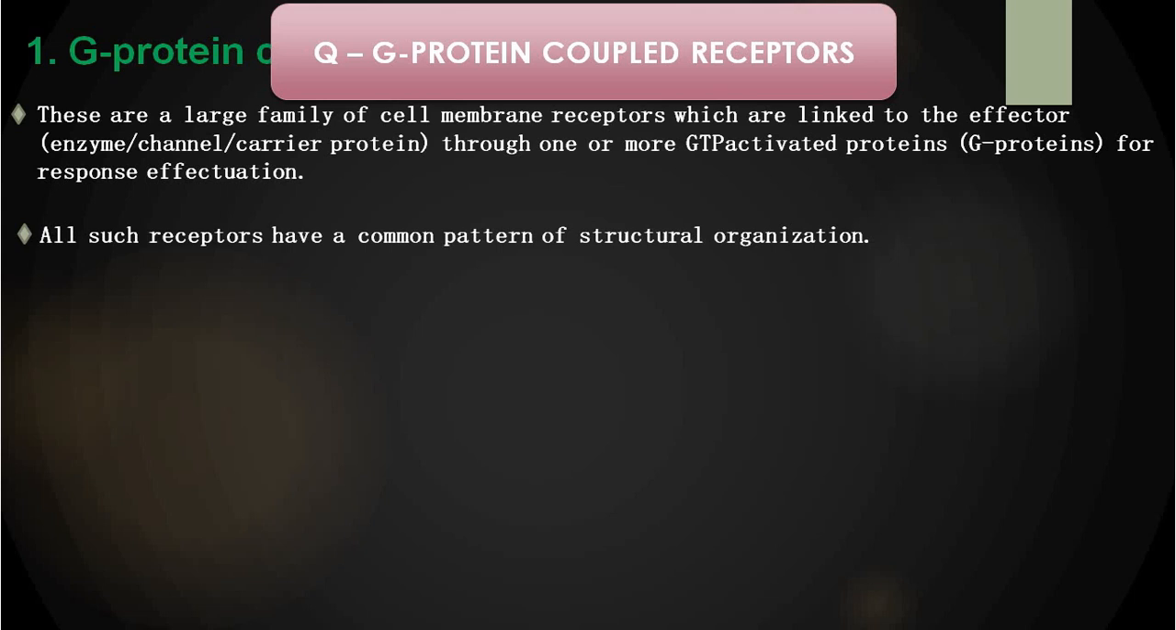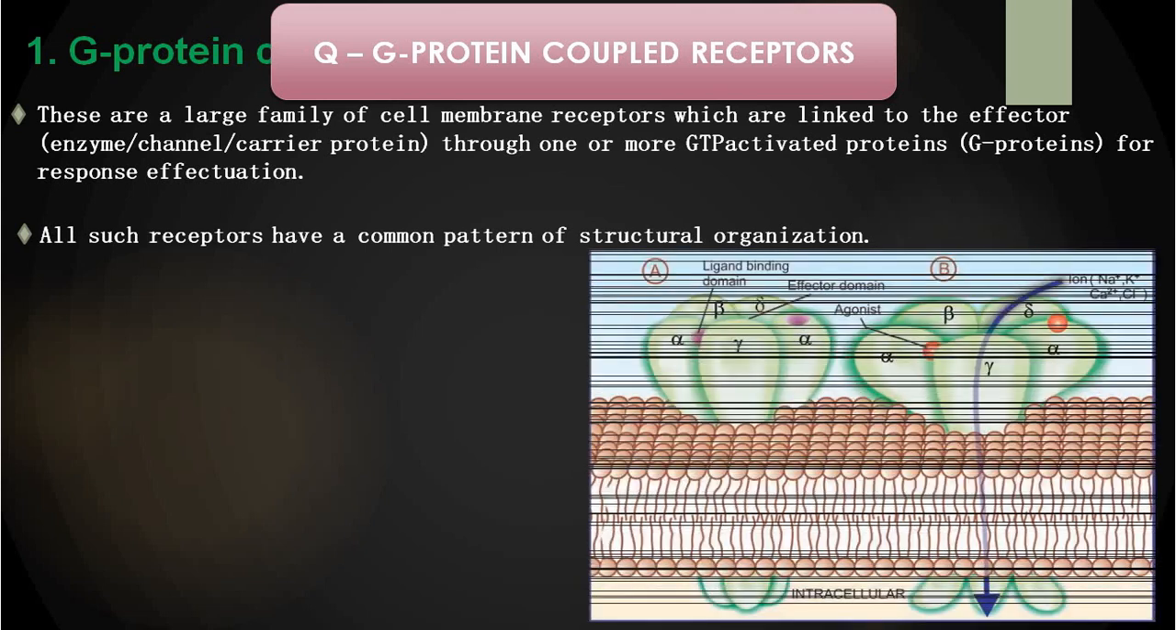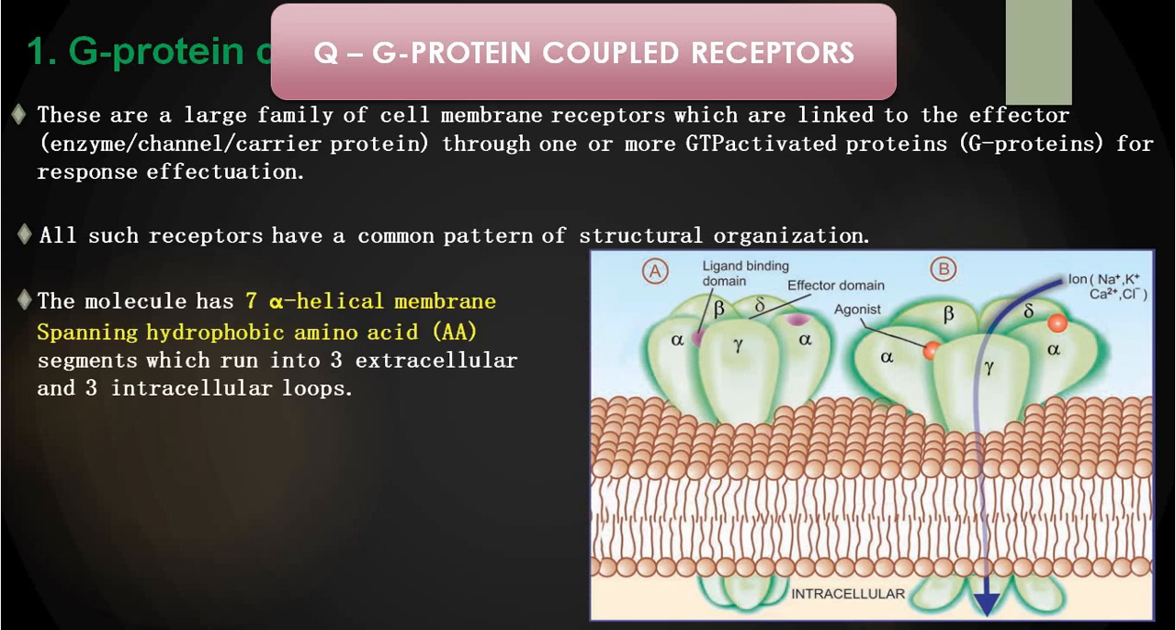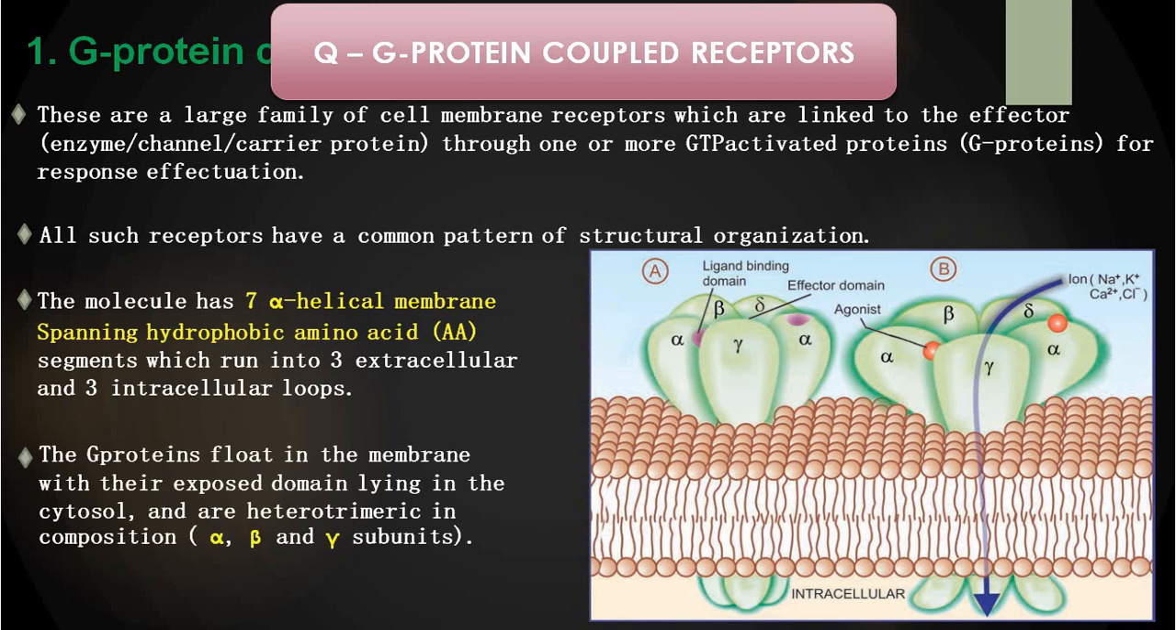All the G protein coupled receptors have a common pattern of structural organization. The molecule has 7 alpha helical membrane spanning hydrophobic amino acid segments which run into 3 extracellular and 3 intracellular loops. The G proteins float in the membrane with their exposed domain lying in the cytosol, and they are heterotrimeric in composition. That means they have 3 units: alpha subunit, beta subunit, and gamma subunit.